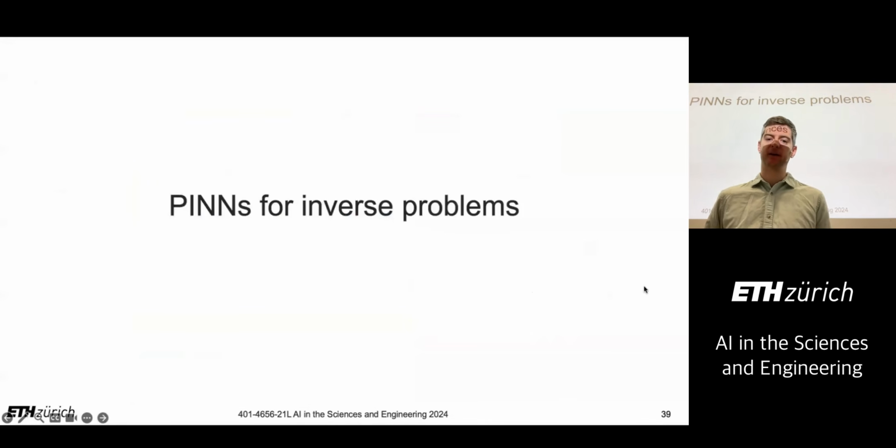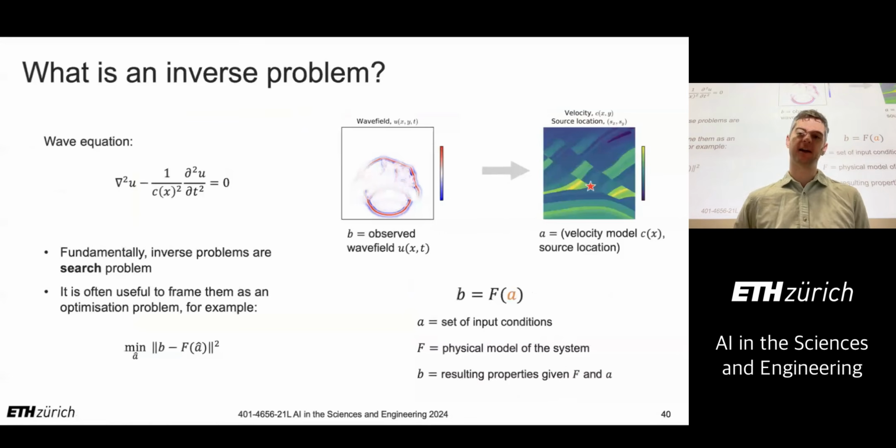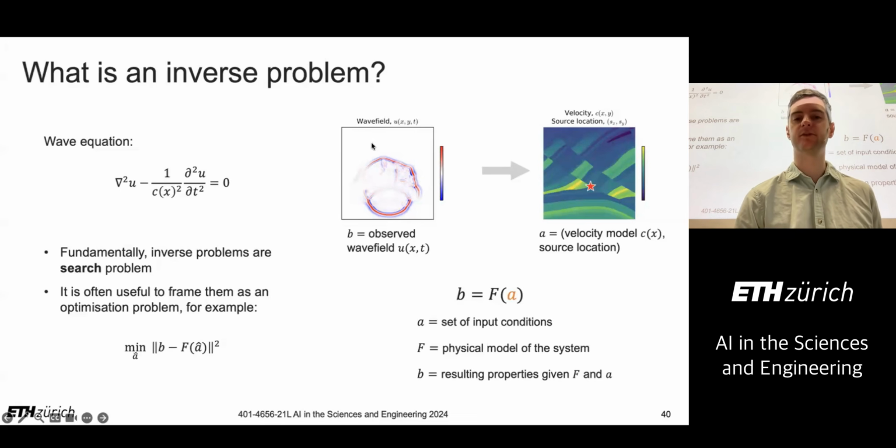Okay, so let's move on to using a PINN for an inverse problem. Again, let me just explicitly say what the inverse problem is, and I'm going to be talking about this same example using modeling seismic waves through the Earth. I have the wave equation, and I have some observations of the wave field here. And what I want to invert for is this underlying velocity of the media, or maybe even where the source location is as well.